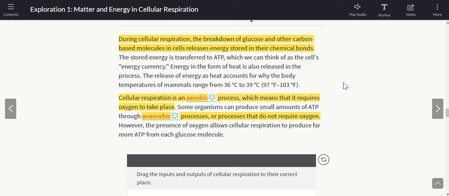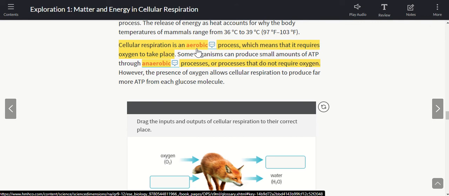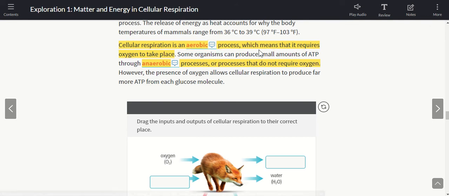The heat that's released is why our bodies can maintain an internal temperature, because our cells are constantly doing cellular respiration to get energy, and by extension, they're constantly releasing heat. And we talked earlier in Unit 1 about how that heat is regulated through homeostasis and through that negative feedback loop. Now, there's two terms that I want you to be familiar with. First of all, the word aerobic. Okay, aerobic means that it requires oxygen to take place.